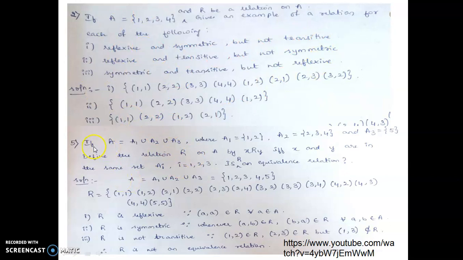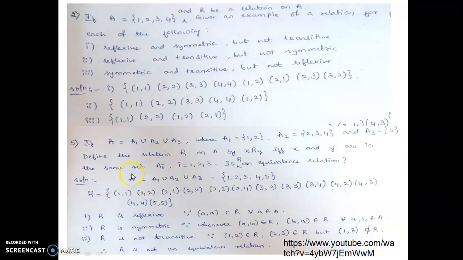If you see this example, A is a set that is a union of A1, A2, A3. So these are the sets wherein it holds certain values, that is, A1 holds 1 2, A2 holds 2 3 4 and A3 holds only 5. Define the relation R on a set A by x R y if x and y are in the same set A_i, i equal to 1 2 3. Is R an equivalence relation? Is R an equivalence relation, that is being asked.